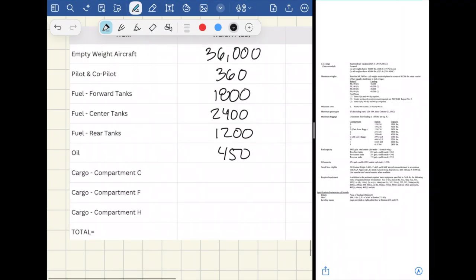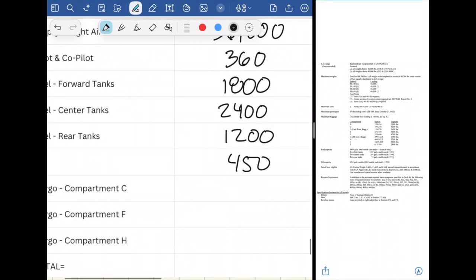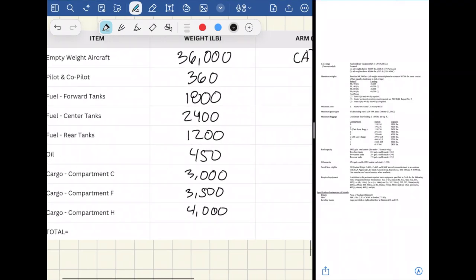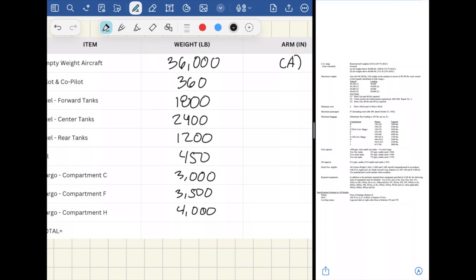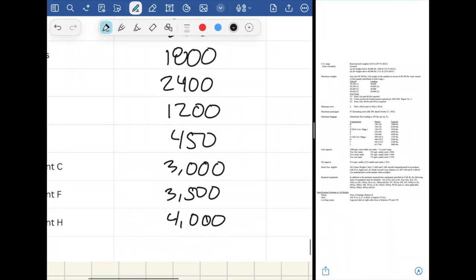Now, sa cargo naman, based sa ating problem, we have that compartment C contains 3,000 pounds. Compartment F has 3,500. And then compartment H has 4,000 pounds. Now, let's total the weight. Then we will have 52,710.